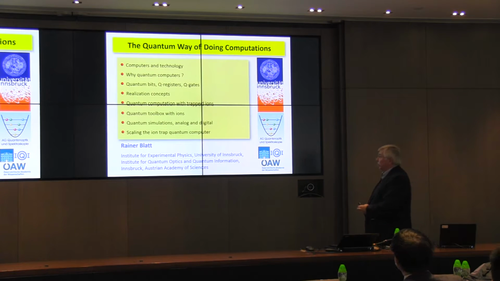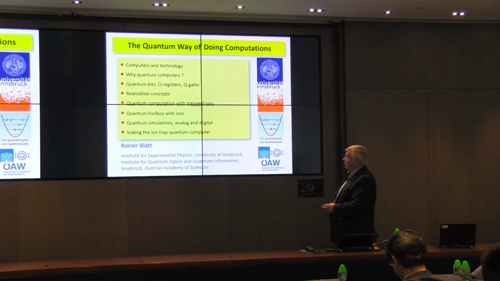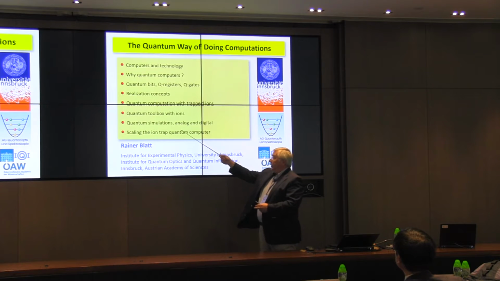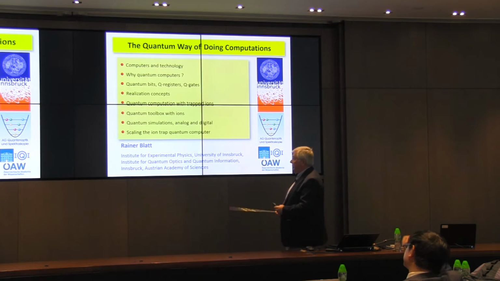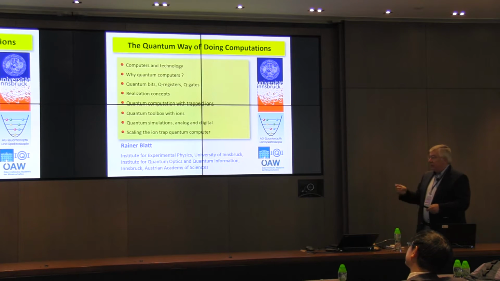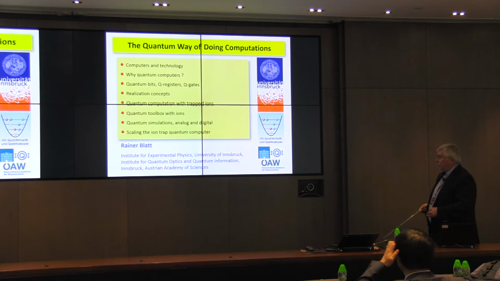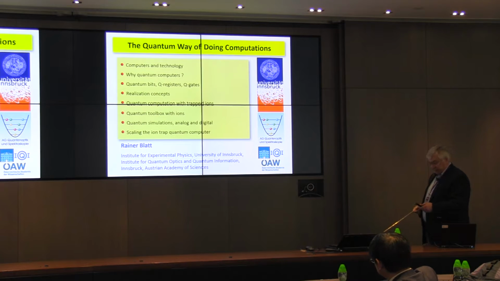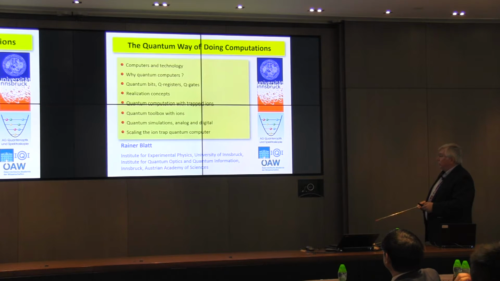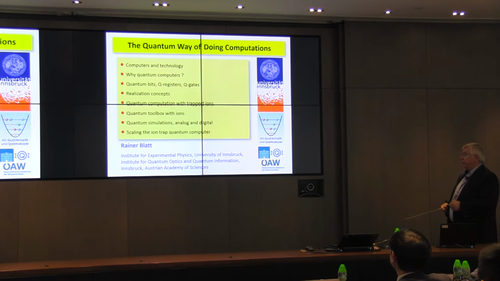And then I would like to delve in the second part of the talk into what we do in Innsbruck, quantum computation with trapped ions. I will show you first the toolbox with these ions, and then as an example, just two things: quantum simulations in both analog and digital fashion, and scalability of the ion trap. I leave then to Dave Wineland, who is going to talk about this later in more detail and more about the technical applications. So this is all work that was done at the University of Innsbruck in conjunction with the Institute of Quantum Optics and Quantum Information of the Austrian Academy of Sciences.